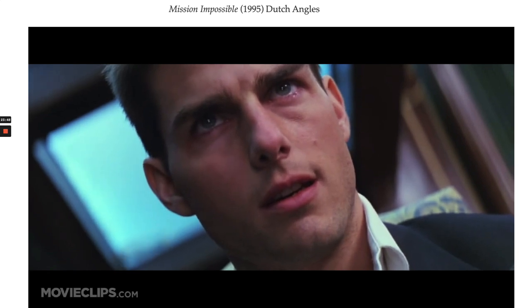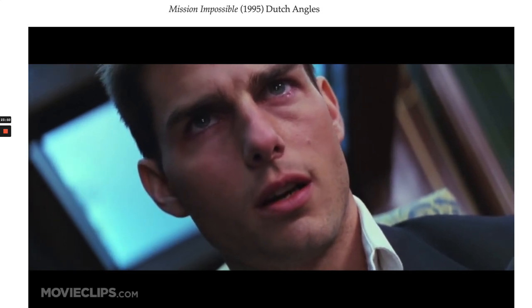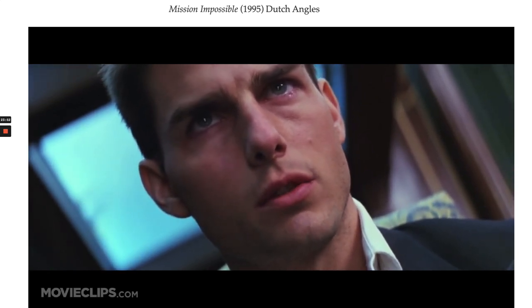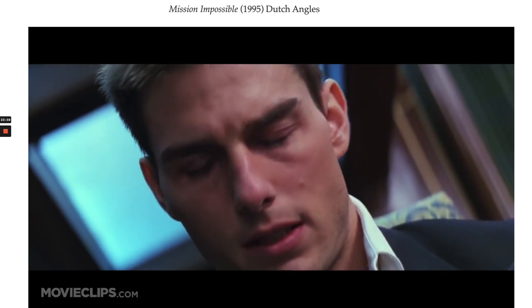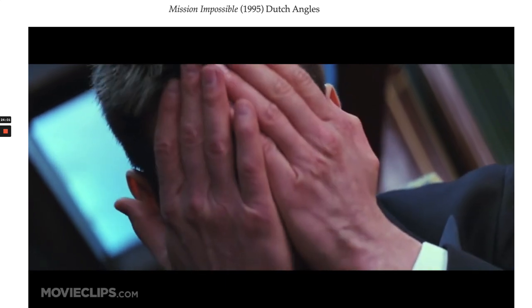And Ethan Hunt here is starting to figure out that he's been set up, and now he has to set it right. But again, this is deviating from the way we see the world, and so it's supposed to be disorienting.